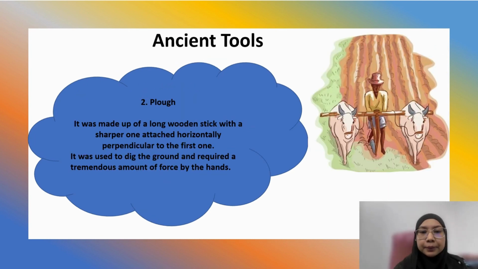The plow was made up of a long wooden stick with a sharp stone attached horizontally. When the cow is moving, this stone will break down the soil. Preparing the ground for the first time was used to dig the ground and required a tremendous amount of force by hand. Before this, humans had to pull the stone, and now they use animals to pull the implement. We call it an implement.